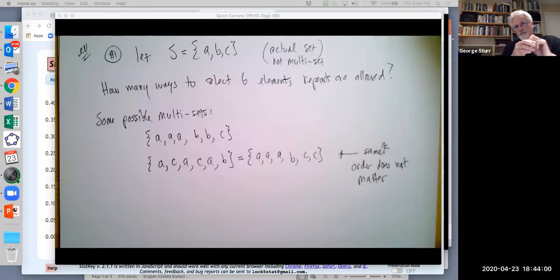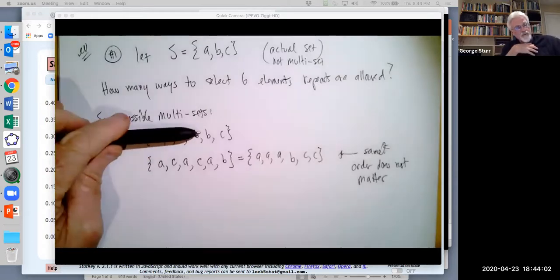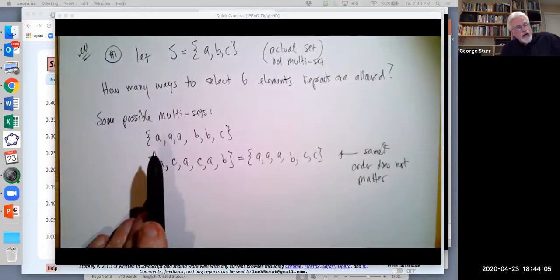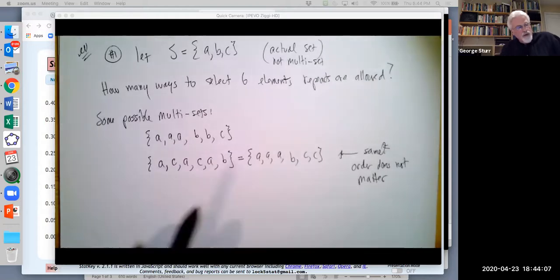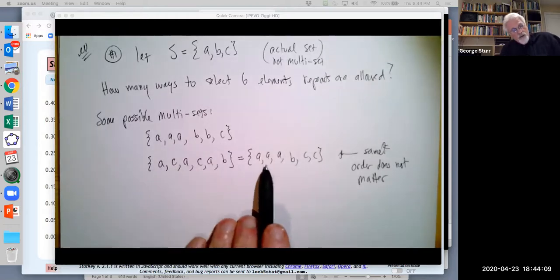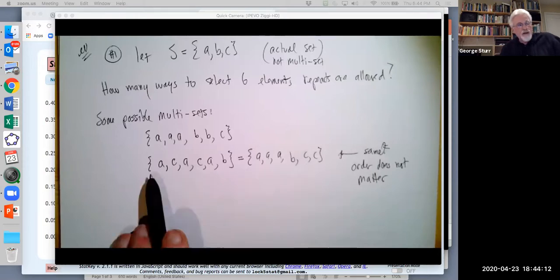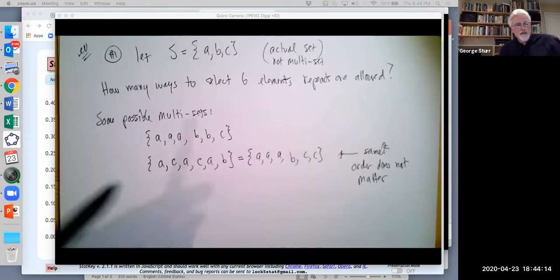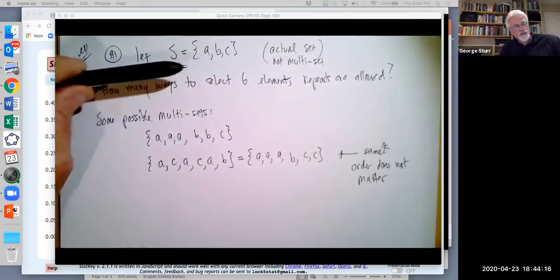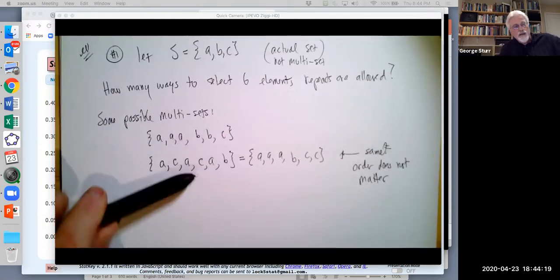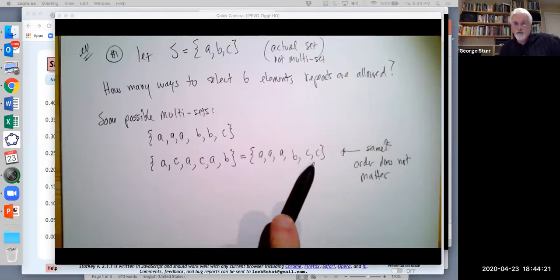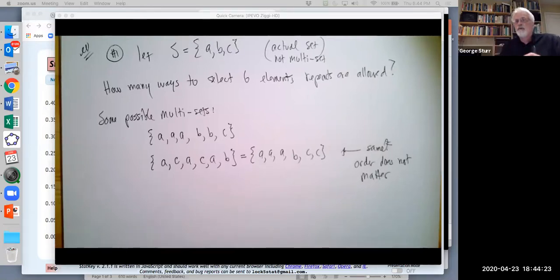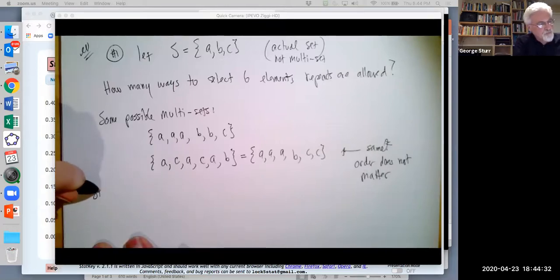Leading up to something. I gave you 2 examples here. In the first one, I nicely put the letters in order. In the second one, I did it, but I wanted to show you that I could have. And for any possible multiset that I'm going to select from here with 6 elements, I could write it in this order if I wanted to, and it would be the same as whatever I actually grabbed, because order doesn't matter. Now, I'm ready for a strategy.